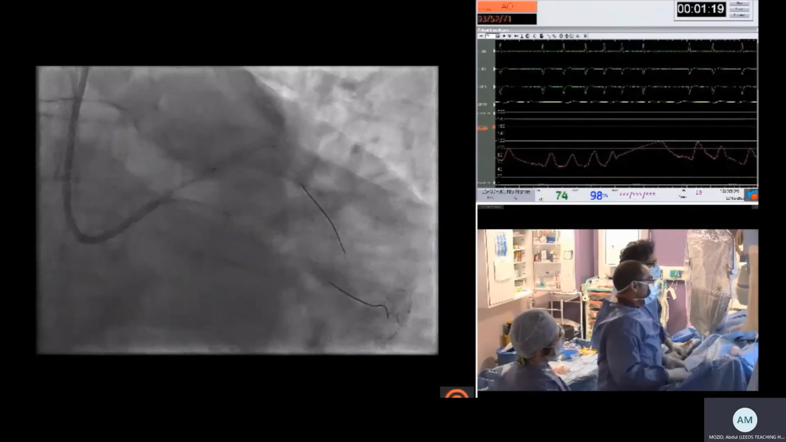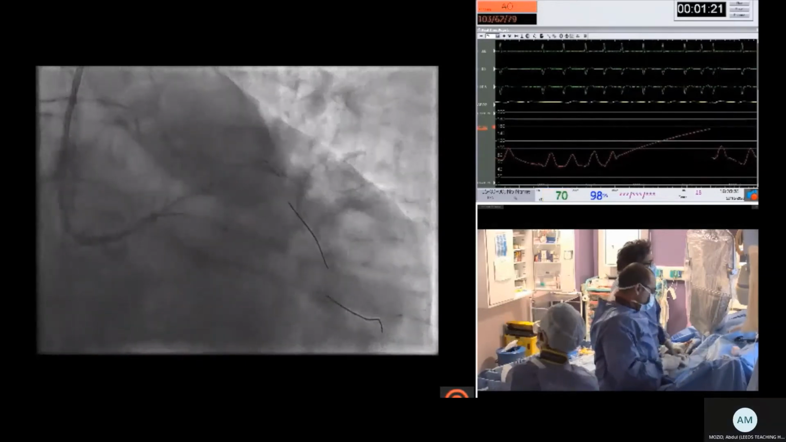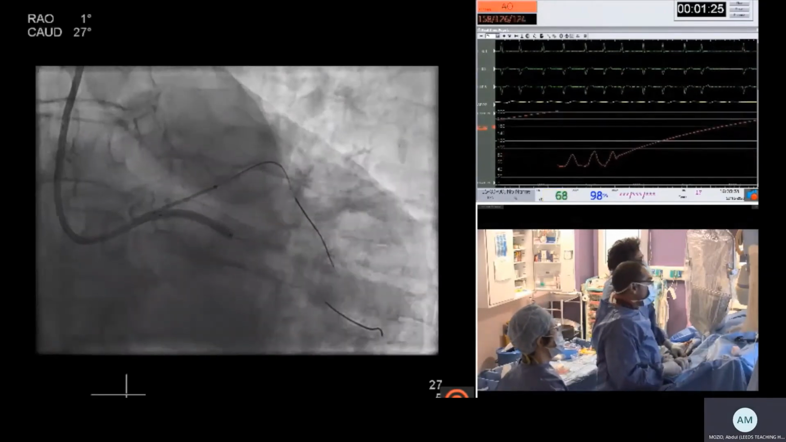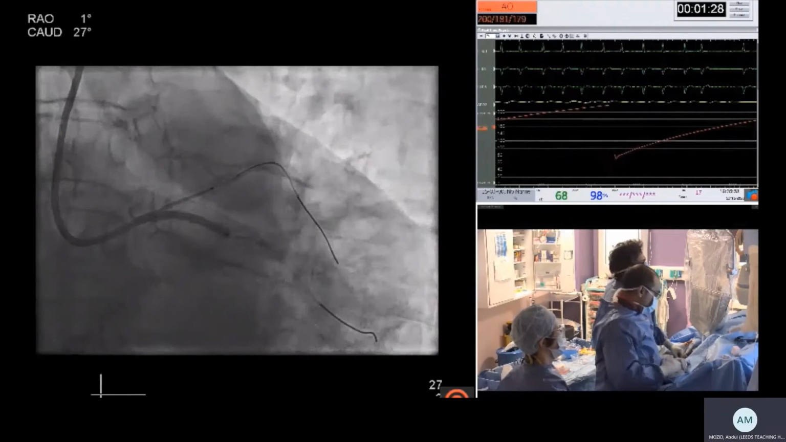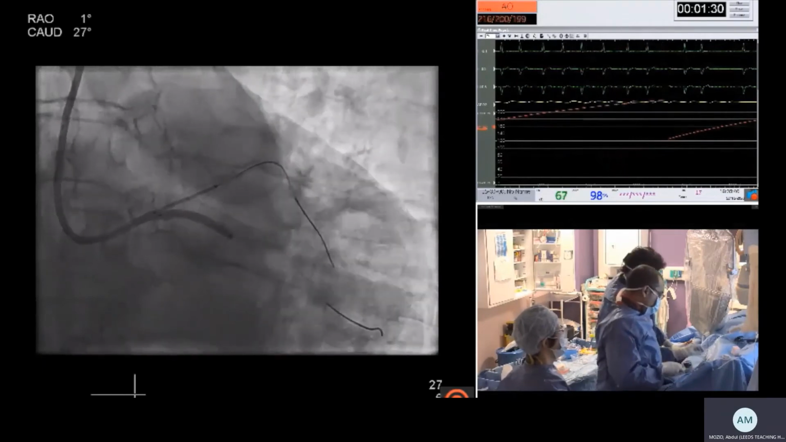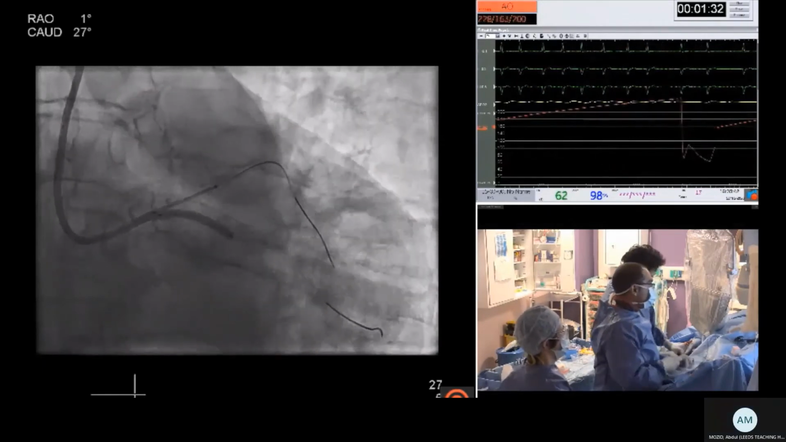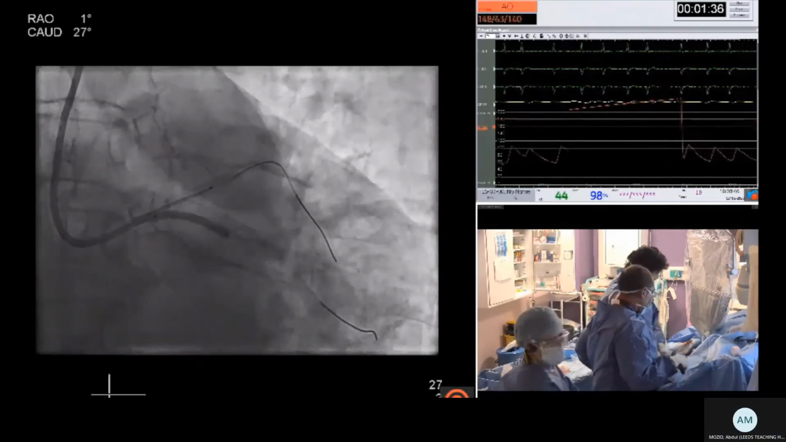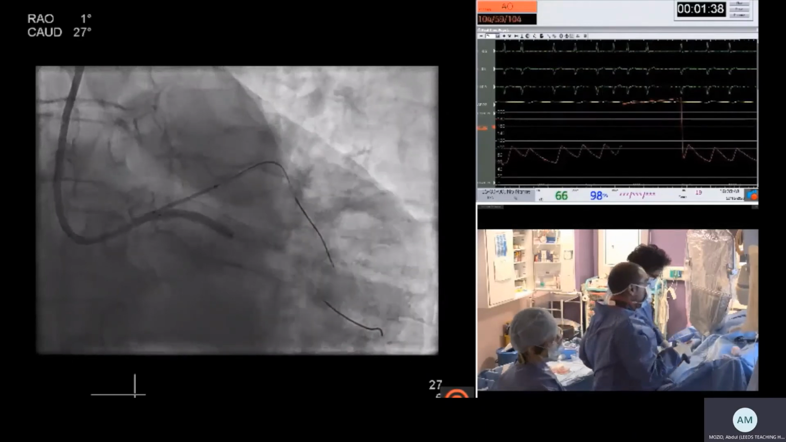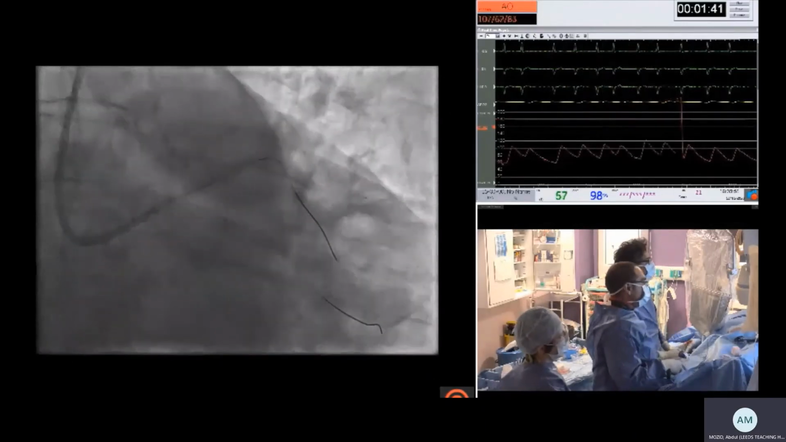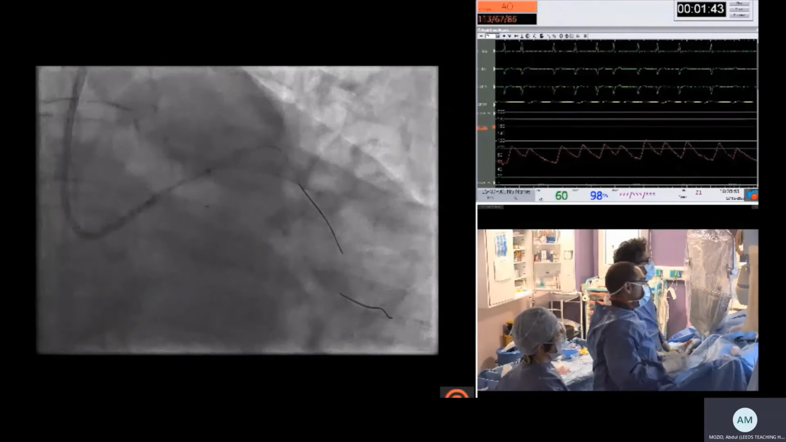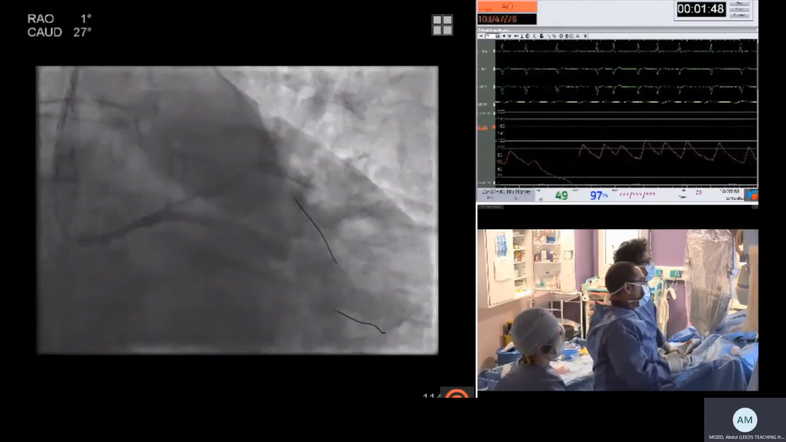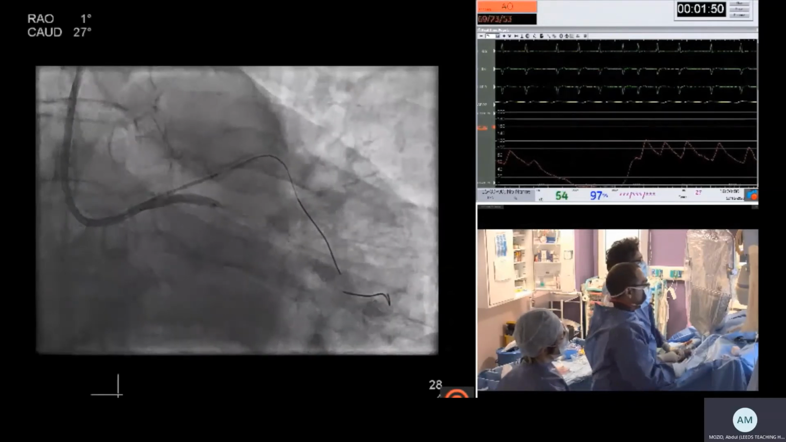The LAD stent is also positioned to ensure that this can be withdrawn after stent deployment. So here the circumflex stent is deployed into the left main stem. This is deployed at 16 atmospheres. The balloon is then withdrawn and further high pressure inflation is performed to 18 atmospheres.